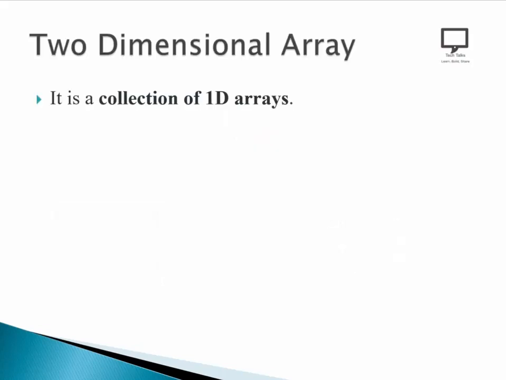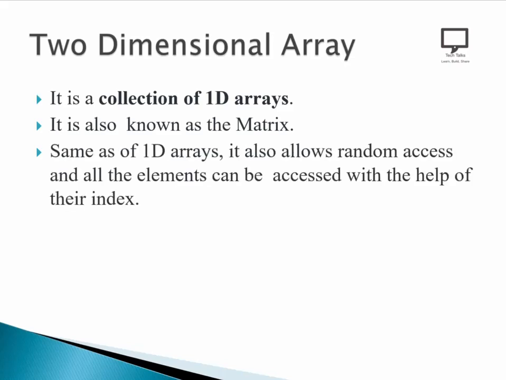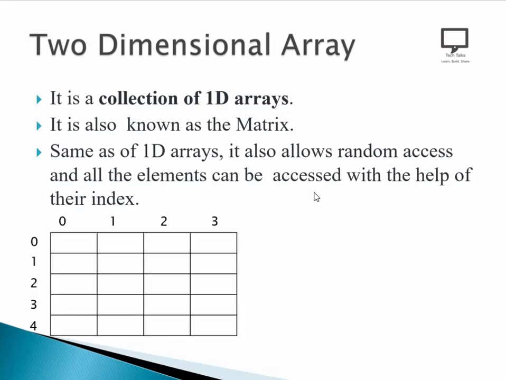So what is a two-dimensional array? Obviously, a two-dimensional array has two dimensions. In simple words, it is nothing but a collection of 1D arrays, and it is also known as a matrix because a matrix is a combination of rows and columns. Same as a 1D array, it also allows random access, and all the elements can be accessed with the help of their index position or index value.